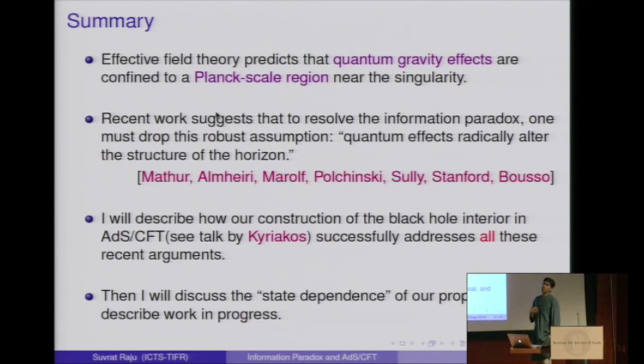But as all of you know, there's been a lot of recent work on the information paradox that suggests that it is so severe that to try and resolve it, you actually have to drop this robust assumption, and allow quantum effects to spread all the way out so that they spoil the structure of the horizon. What I'm going to tell you in this talk is that this construction of the black hole interior in AdS/CFT that Kyriakos described yesterday helps to resolve all of these arguments, and sidesteps all of these arguments for structure at the black hole horizon, and I'm going to try and describe that.